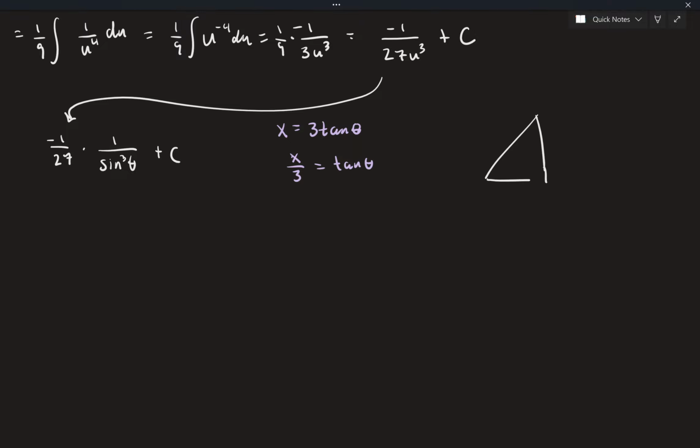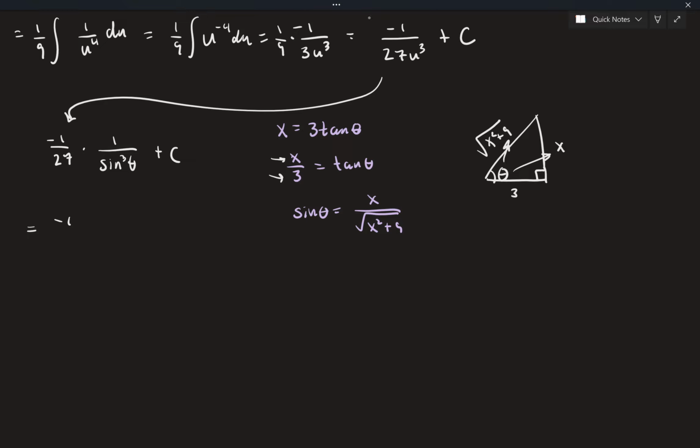And I can just figure out what sine is. A tangent is opposite over adjacent. So if theta is here in my right angle, tangent is opposite over adjacent. That's my x over 3. Then I have on my hypotenuse the square root of x squared plus 9. That's just Pythagorean theorem. And then sine theta is opposite over hypotenuse.